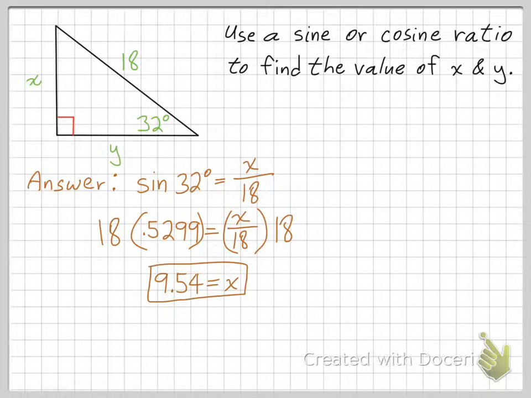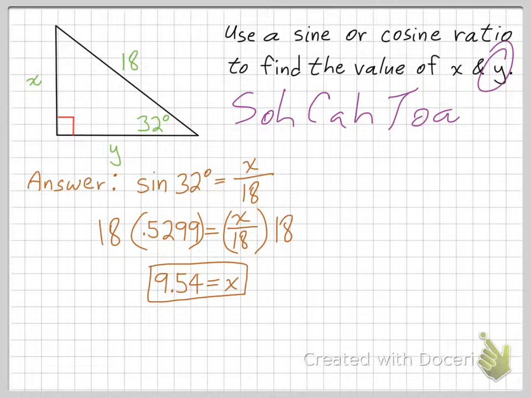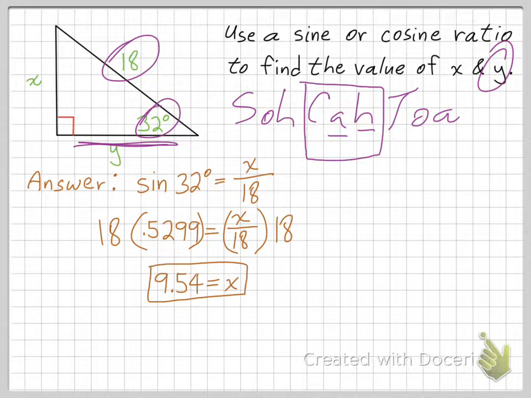Then to find the value of y, again you have to go back to your SOHCAHTOA. I'm trying to find now my value of y. In relation to the 32 degrees, if my eyeball is there, I'm trying to find my y, which is my adjacent. And I know about my hypotenuse. So I must use cosine. In this case, cosine of 32 degrees is equal to y over 18.